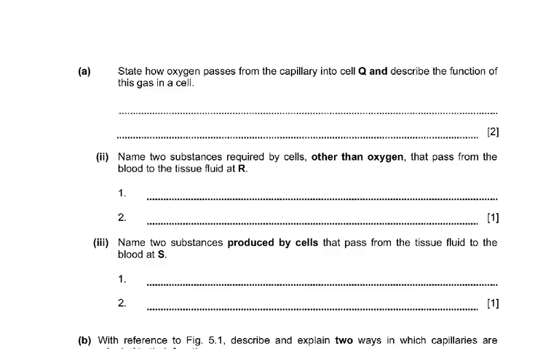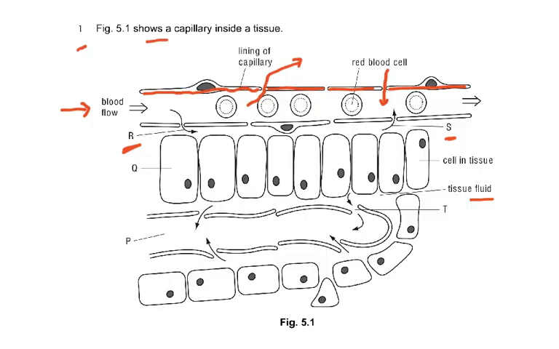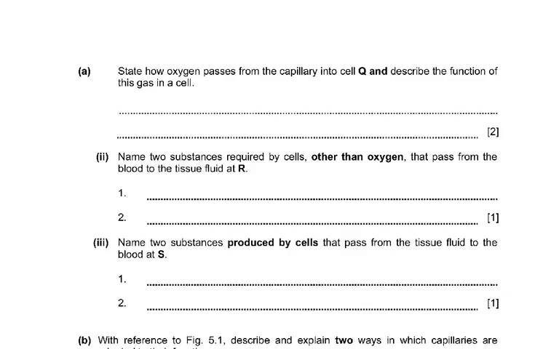Now the first question is, state how oxygen passes from the capillary into cell Q and describe the function of this gas in the cell. Into cell Q. Where is cell Q? Okay, this is cell Q. So why is oxygen going to move out and go into cell Q? So how oxygen passes? So how is a very simple answer, diffusion.